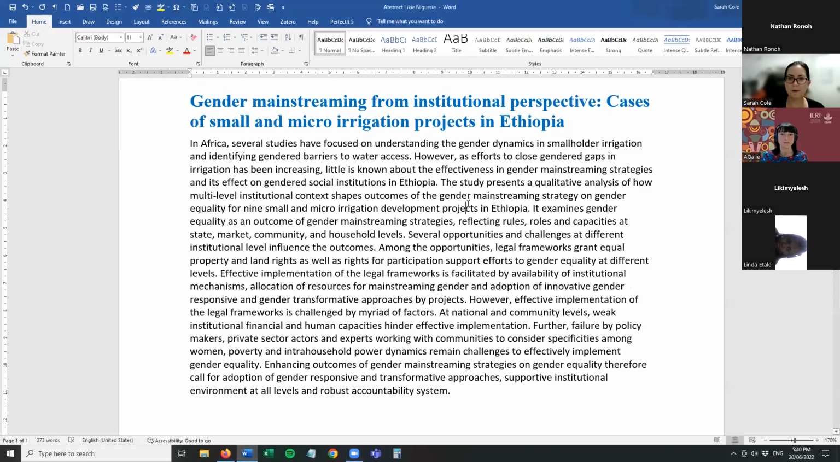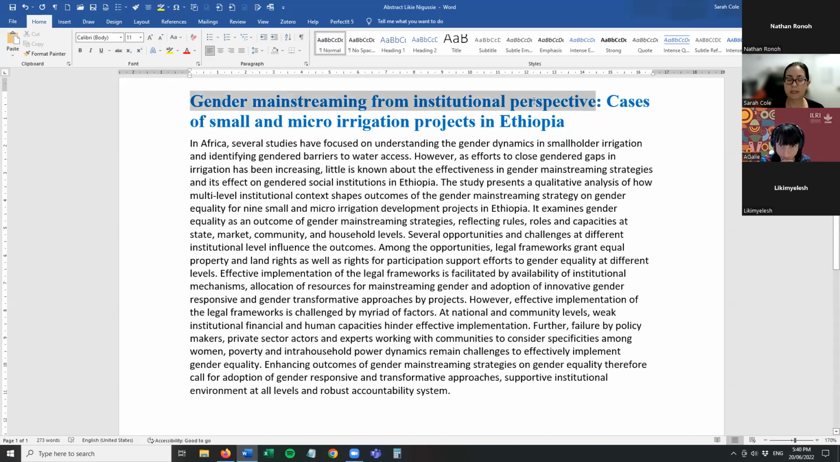Okay, so I hope you can see what I have put here. This is an abstract that I've been sent that is a summary that I can have a look at and suggest some things. So, gender mainstreaming from an institutional perspective. I like that because it automatically grounds your readers to say, look, this is the perspective that we're taking here for this paper. And, you know, if you're interested in institutions, then you get a good idea.